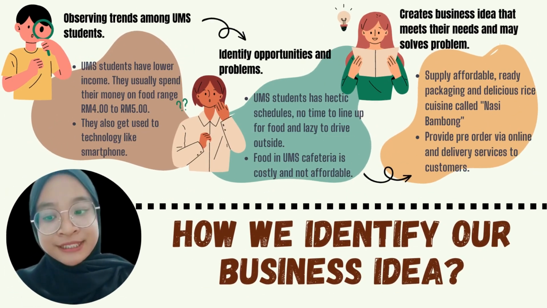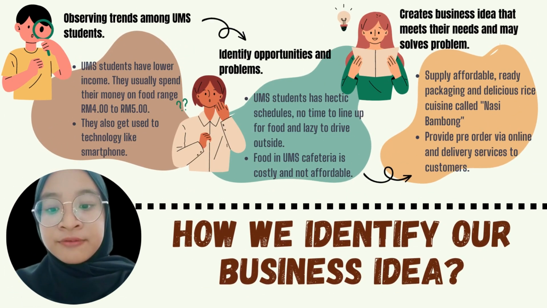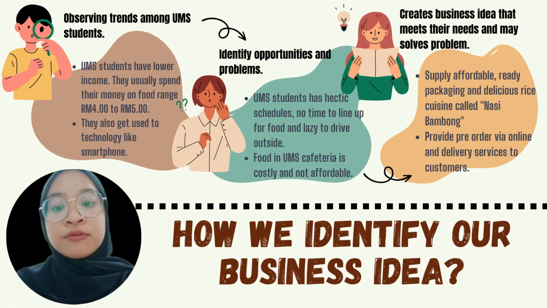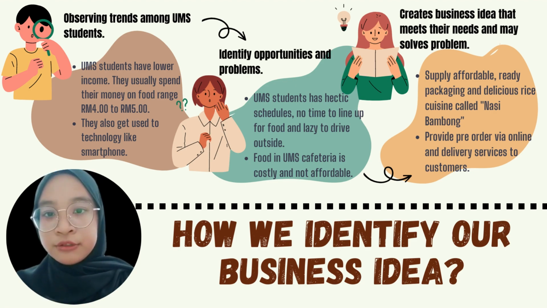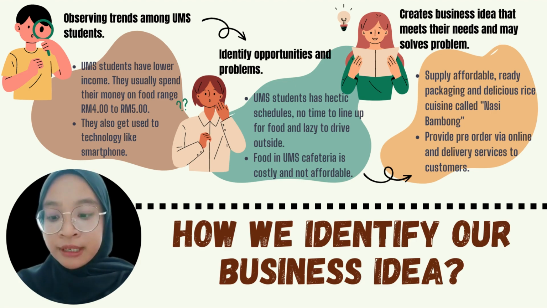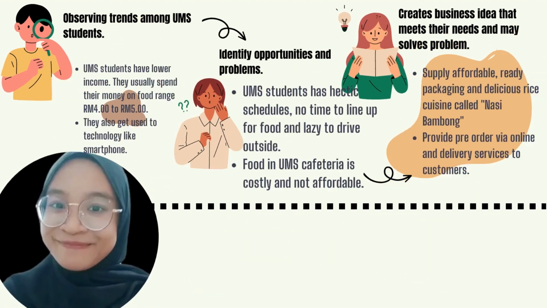Hello, my name is Husna. Next, how we identify our business idea. First, we observe trends among UMS students. They have lower income, so usually they spend around 4 to 5 ringgit on food. Second, we identify the problems. UMS students are very busy, so no time to line up for food. In addition, UMS cafe offers expensive food. So we can create our business idea. We likely to supply affordable and ready packaging nasi bambong and provide delivery services too.